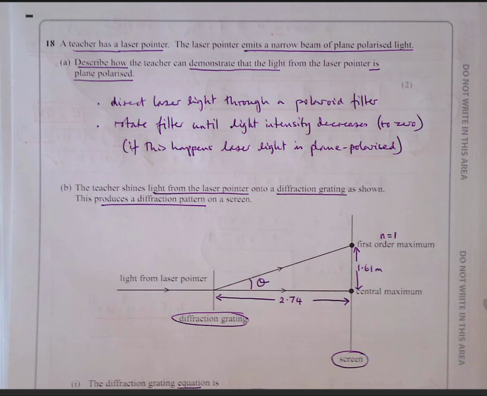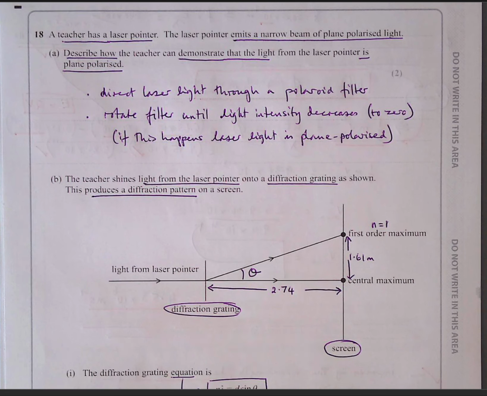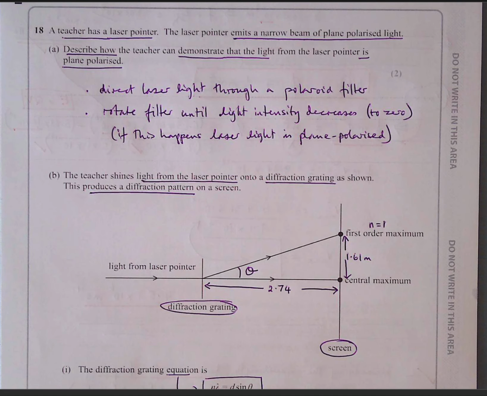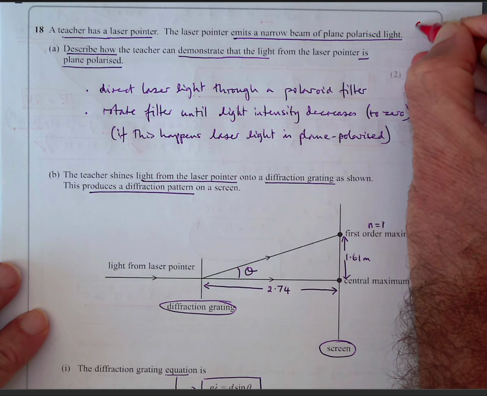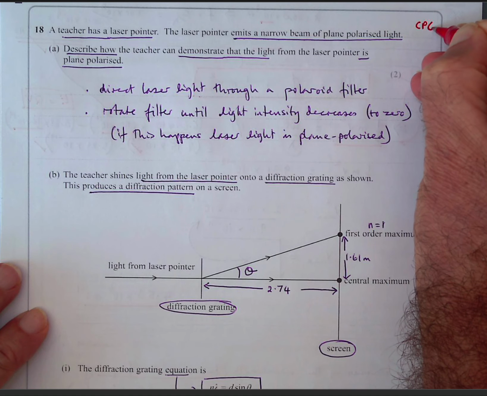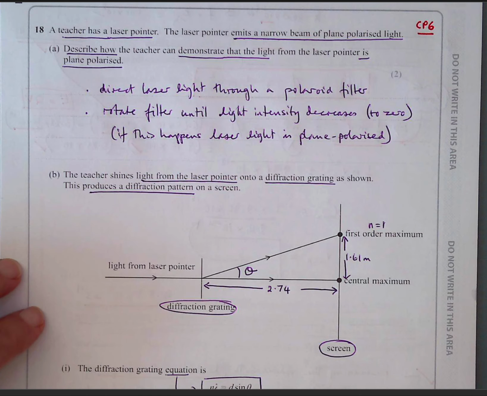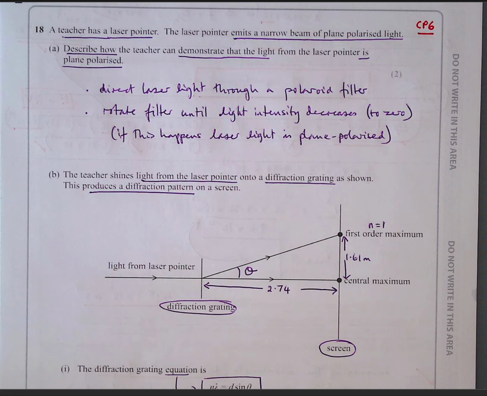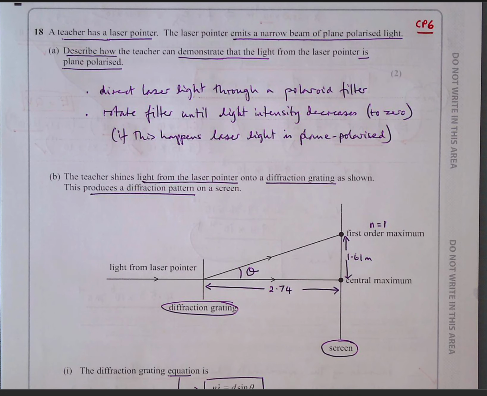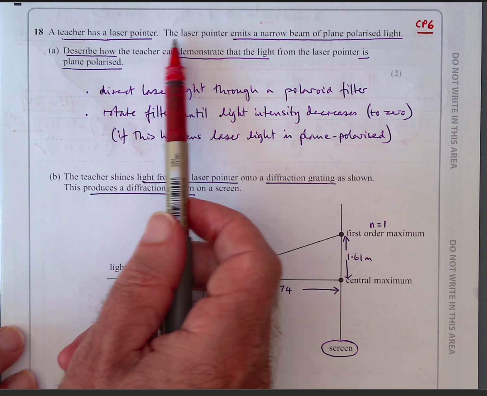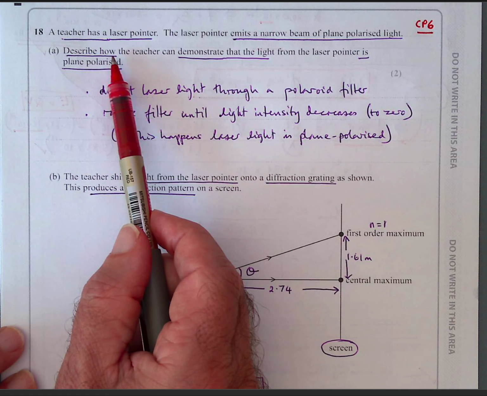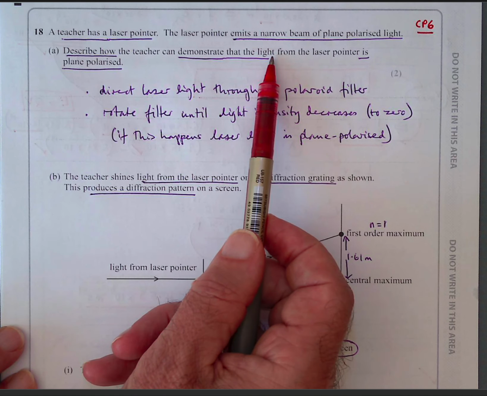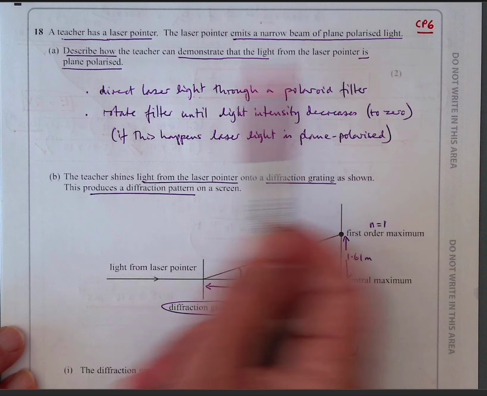Question 18 is about a laser pointer. So this is a diffraction grating question. So this is a core practical. I think this is core practical 6. Yeah, double check that. So it's one of the practicals that you need to know the method and what they want you to do in this experiment. So a teacher has a laser pointer. The laser pointer emits a narrow beam of plane polarized light. Describe how the teacher can demonstrate that the light from the laser pointer is plane polarized.